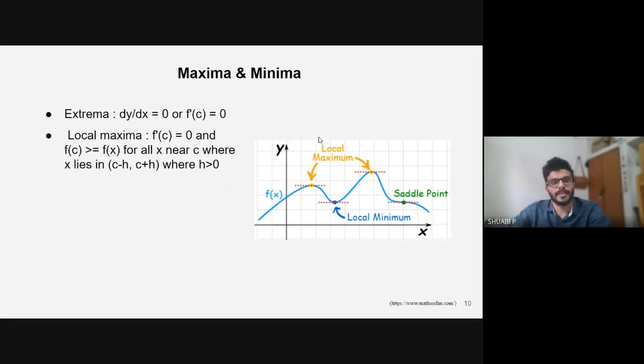So the local maxima will be the extrema where the neighboring points are less than the extremum point. So suppose C is the extrema point, all the x which are nearby in a neighborhood of value h will be greater than or equal to, sorry, it's actually the other way.